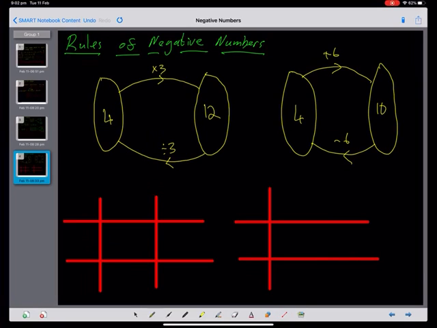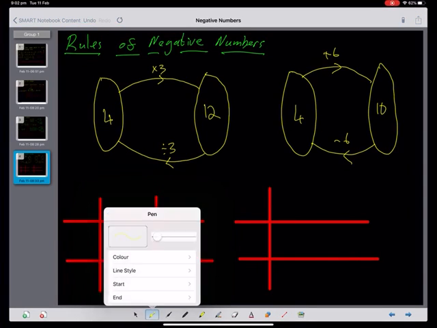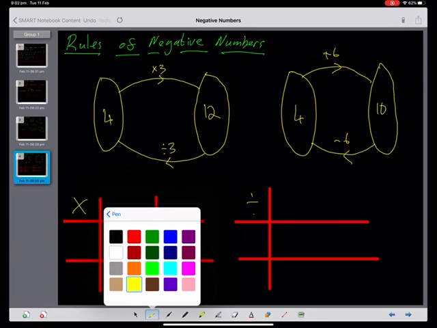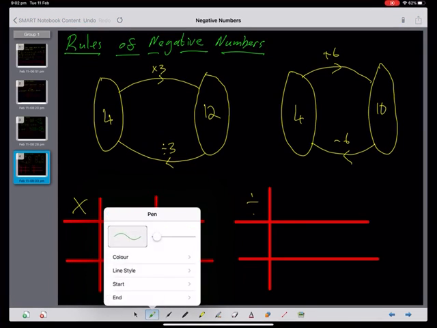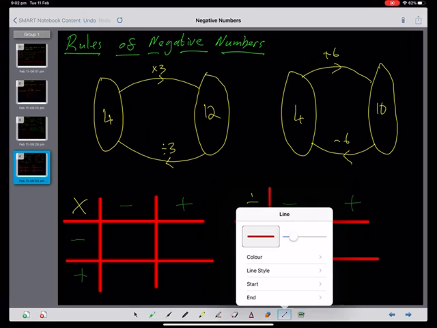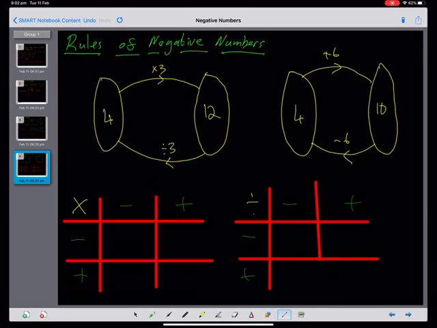Okay, for multiplication and division then. Multiplication, division. Okay, let's do this in green. So we got a negative and a positive and a negative and a positive. Negative, positive, negative, positive. And I would like you to fill these in.